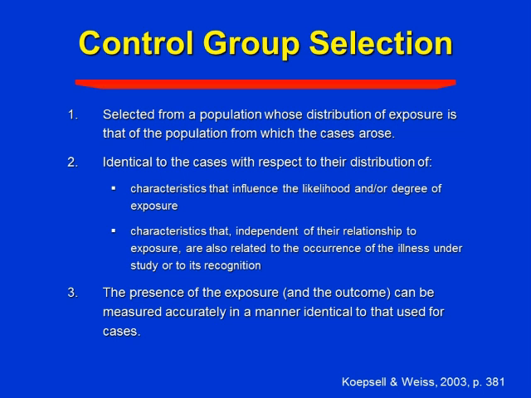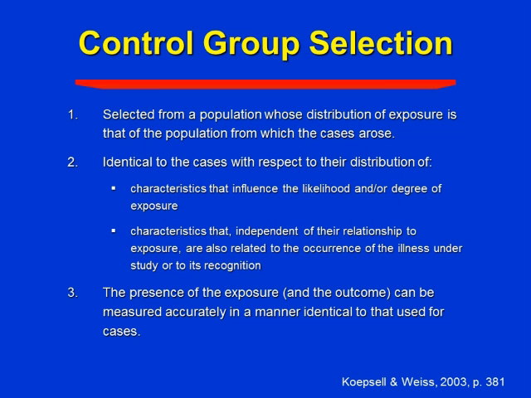And finally, the presence of the exposure and the outcome have to be measured in exactly the same way between your cases and your controls. So essentially, to distill this down into a quick phrase, your controls need to be exactly like your cases with respect to everything except that they did not have the exposure that led to the disease. But they have to have been able to have had the exposure.